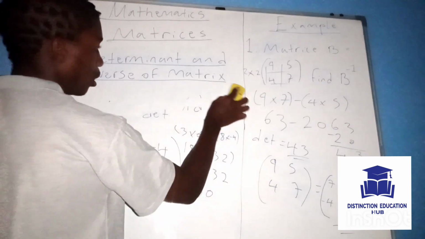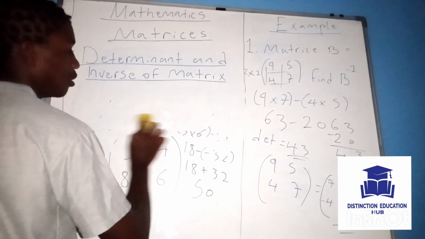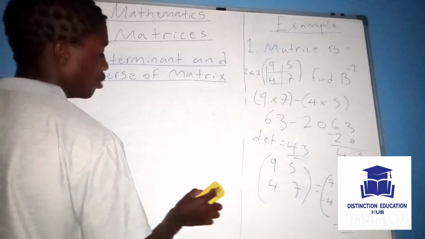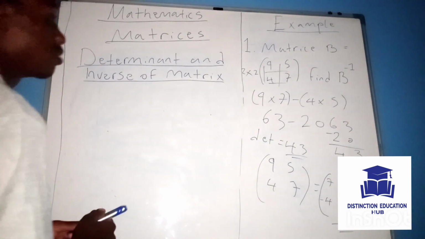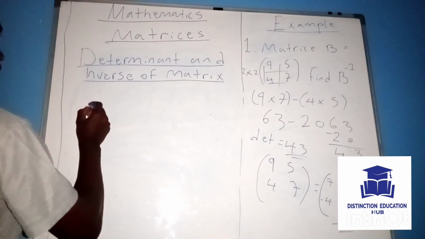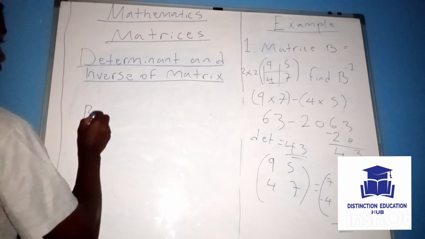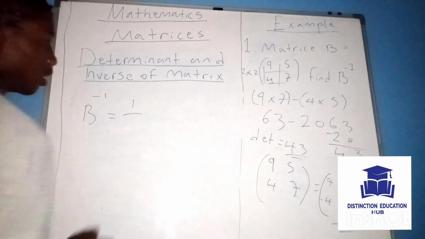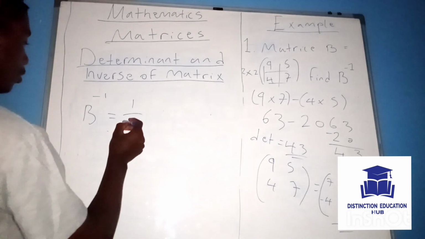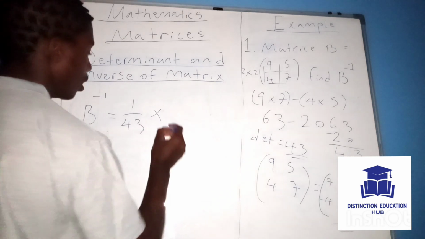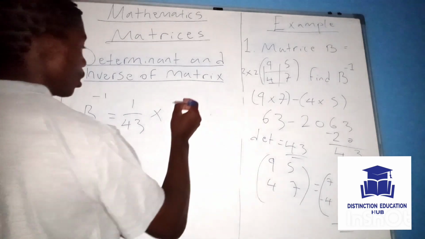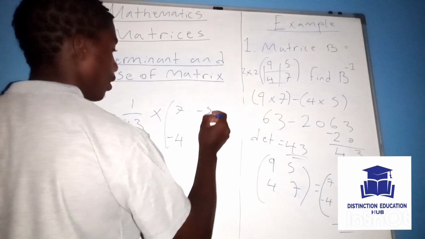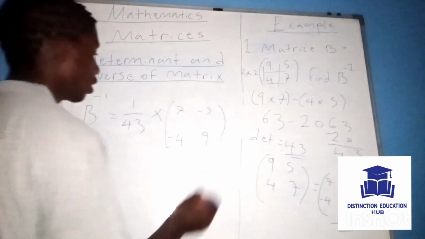Now we can calculate the inverse of the matrix B. B inverse is equal to 1 over the determinant that you found, 43, by the adjoint. What was your adjoint? 7, -4, -5, 9.